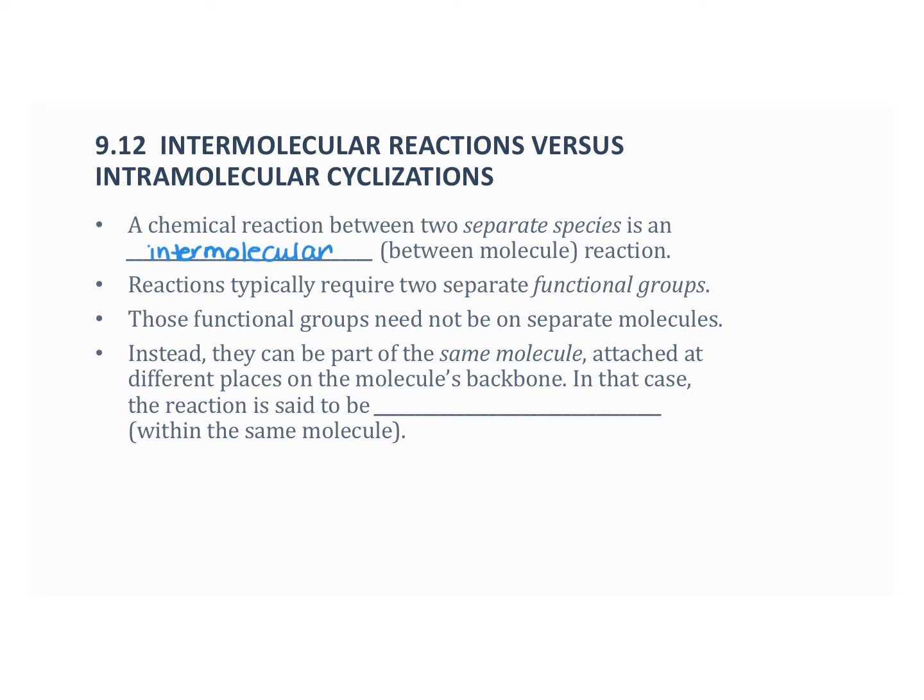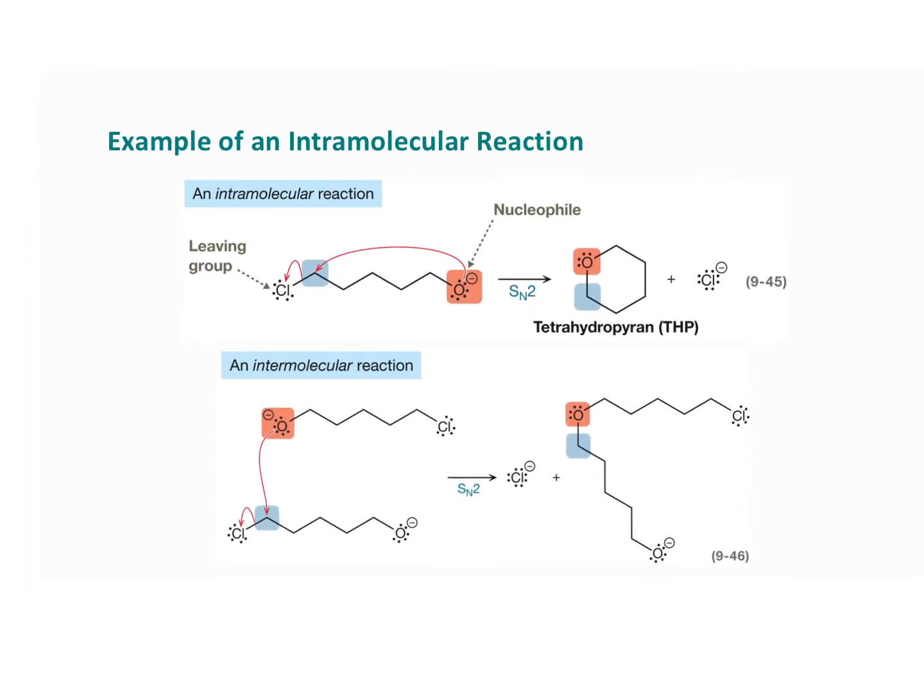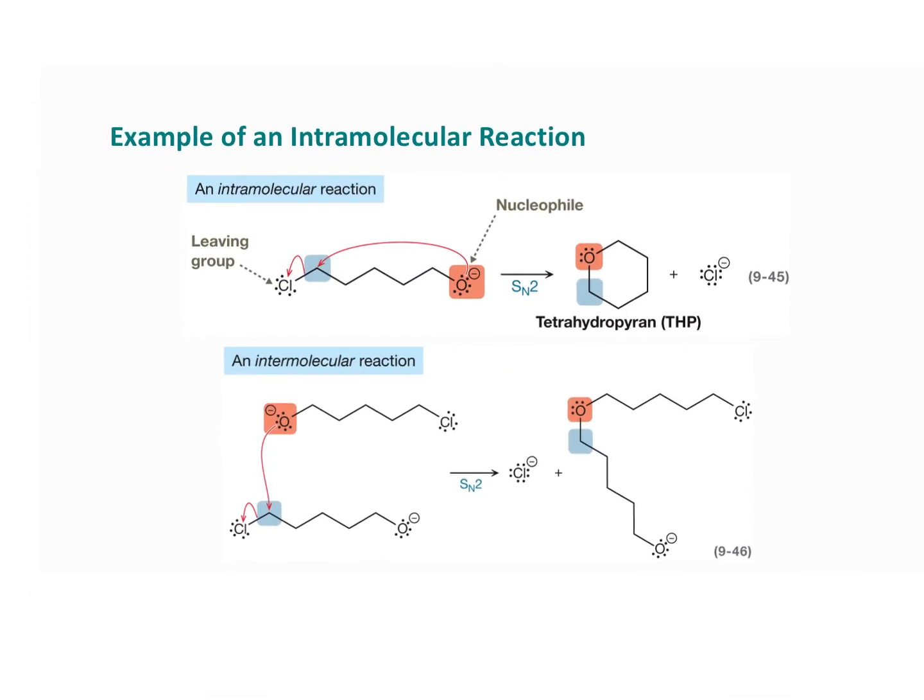But you can also have a reaction between functional groups that are part of the same molecule. They're just attached to different places on the molecule's backbone. Now, this type of reaction is said to be an intramolecular reaction, and it just happens within the same molecule. And this is one of the ways that we can form rings or sometimes long chains. And so let's look at rings for an example. When we look here, this is just an example of an intermolecular and an intramolecular reaction.